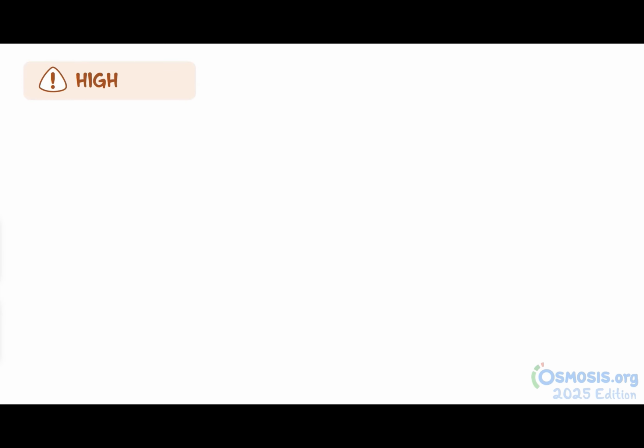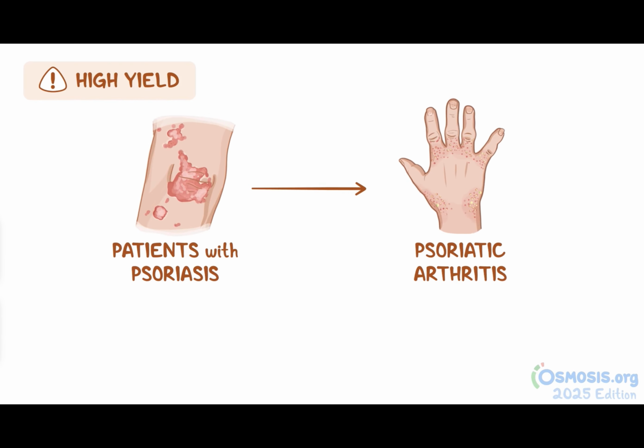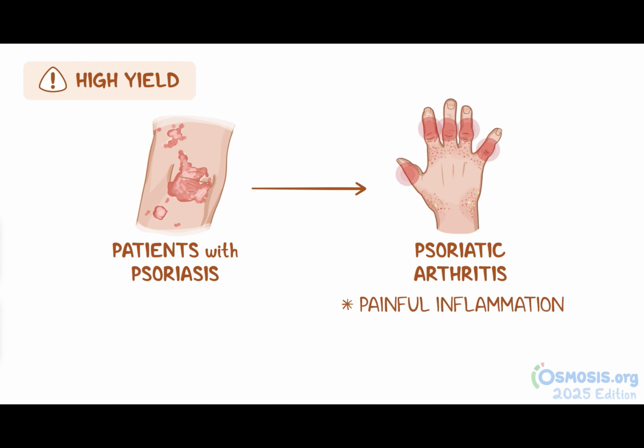Here's one last high-yield fact. Keep in mind that patients with psoriasis might also have psoriatic arthritis. They'll typically report painful inflammation of the joints leading to sausage-shaped swelling of the fingers and toes, known as dactylitis.